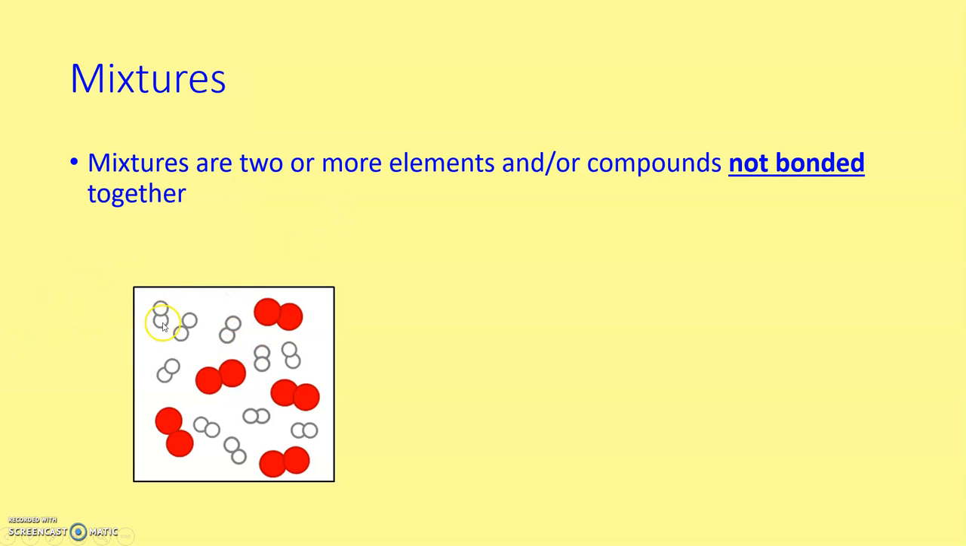In the example here, we've got the white molecules as one element, and the red molecules bonded together here as another element. So this could be oxygen, O2, and that could be nitrogen. They are different, but there is space in between them, so that means they are not bonded together. There are two different types of elements there, but as they are not bonded together, they cannot be compounds, so it must be a mixture.